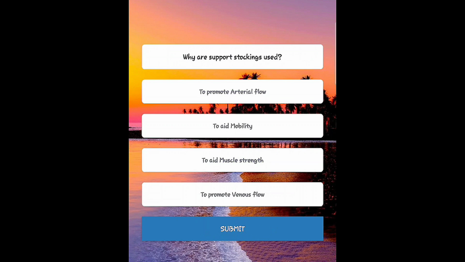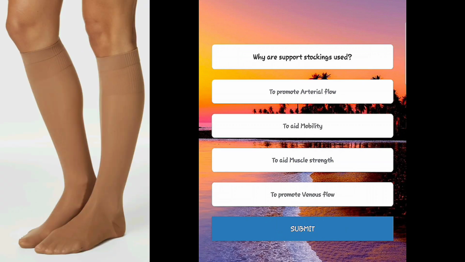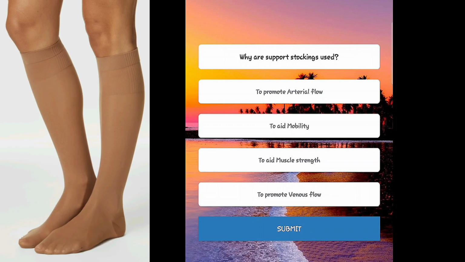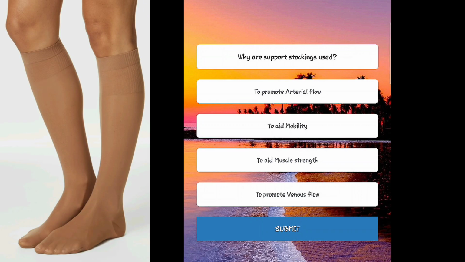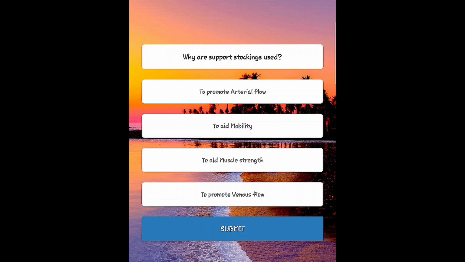Why are support stockings used? Support stockings are tight kinds of stockings. I would put an image for you to see. It's like leggings, but very tight. Mostly used for people who have swollen legs, but not those with just edema, probably those with varicose veins and all. Option A says to promote arterial flow, B says to aid mobility, C says to aid muscle strength, and D says to promote venous flow. Yep, D is our answer.